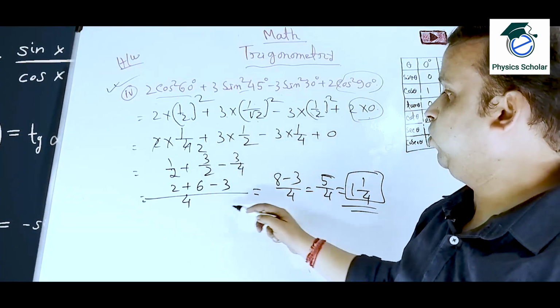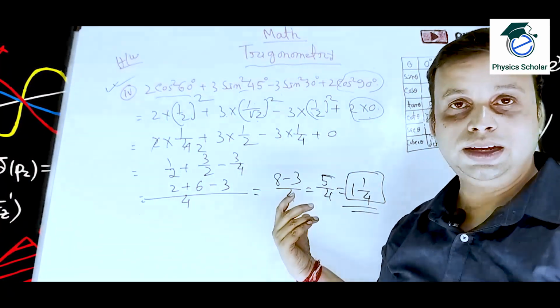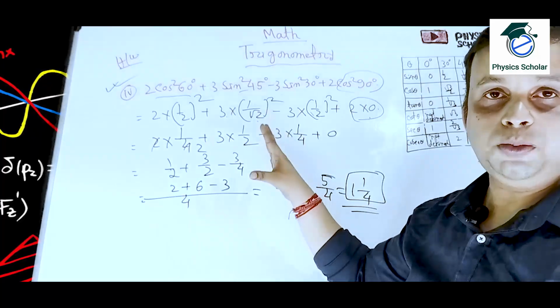Clear? So now we are doing the calculation and 5 by 4 is coming. So this is the answer of your sum. So just copy it. You can pause the video.